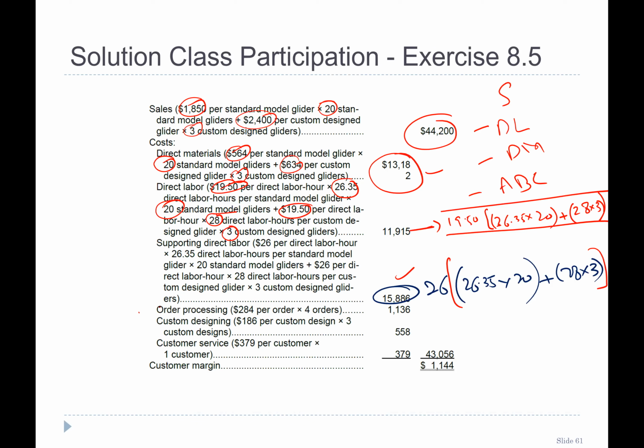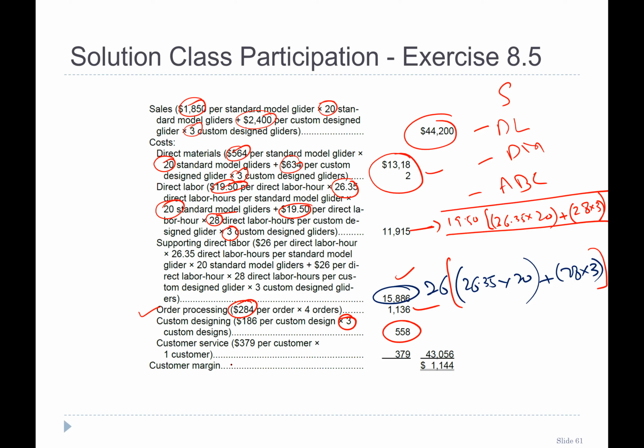And for order processing, there are 4 orders, 1 custom and 3 standard. The per order cost is $284. So this 284 multiplied by 4, answer would be 1,136. Custom design only required custom designs, not the standard one. So 186 multiplied by 3, answer would be $558.